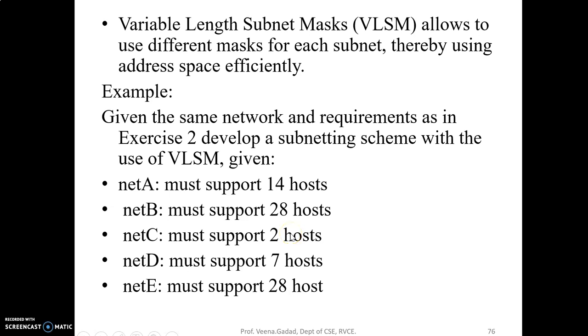In the previous video, we understood about subnetworking. However, when we divide the network into subnetworks with an equal number of hosts, it basically leads to inefficient usage of the IP addresses. So the solution is using variable length subnet masking, which allows a different mask for each subnet, so IP addresses are efficiently used. Let us take the same previous example wherein network A must support 14 hosts, network B must support 28 hosts, network C 2 hosts, network D 7 hosts, and network E 28 hosts.